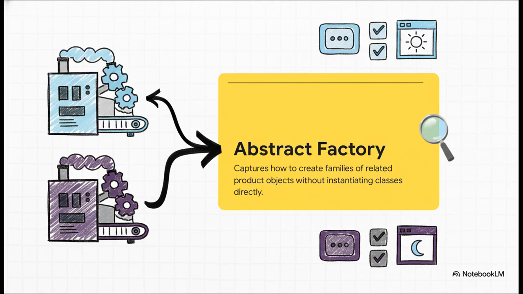Let's break that down into simpler terms. Think of an abstract factory as a specialized machine. You've got one machine, the light theme factory, and it's tooled up to produce a whole set of light-themed products. Light buttons, light checkboxes, the works. Then you've got another machine, the dark theme factory, for the dark-themed family. The critical thing here is that each factory guarantees that everything it spits out is consistent within that family.